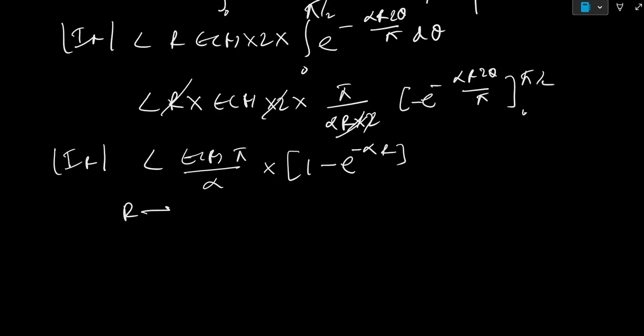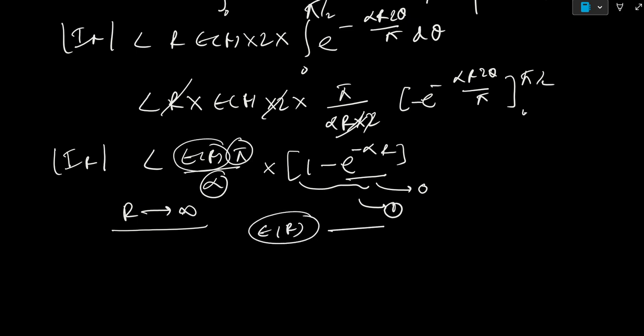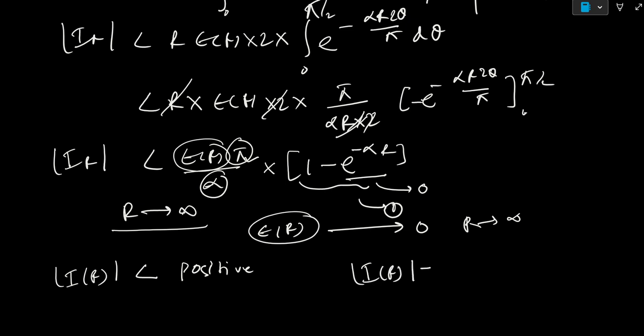Okay, now if you put R tends to infinity, e to the power minus alpha R goes to 0, and this whole term will become 1. This is just a positive, non-negative, real value. This is constant, and you already know that we have chosen epsilon R in such a way that the value is positive but tends to 0 when R tends to infinity. That means mod I R is less than some positive infinitesimally small value, so the mod value of I R is nothing but 0. Okay, so there is an infinitesimally small positive value, and mod I R is less than that, which means I R is nothing but 0.